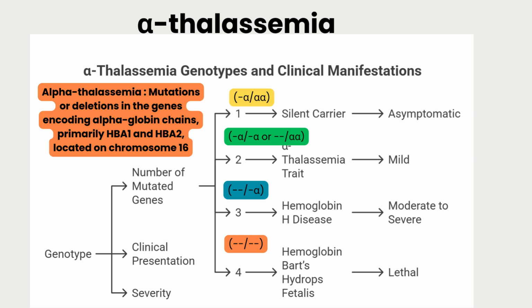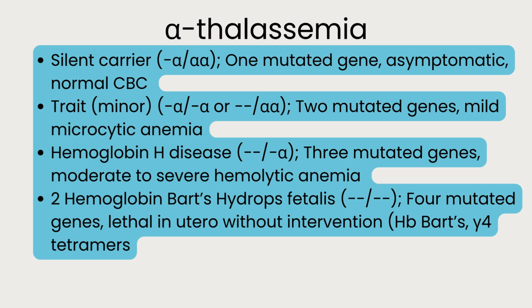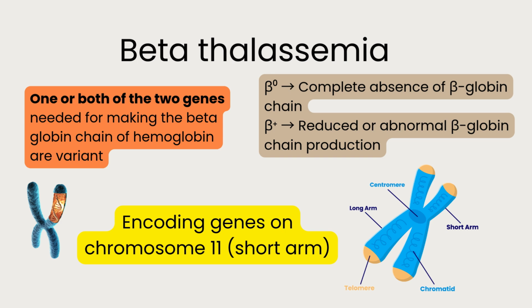Alpha thalassemia classification. Beta thalassemia. One or both of the 2 genes needed for making the beta-globin chain of hemoglobin are variant.